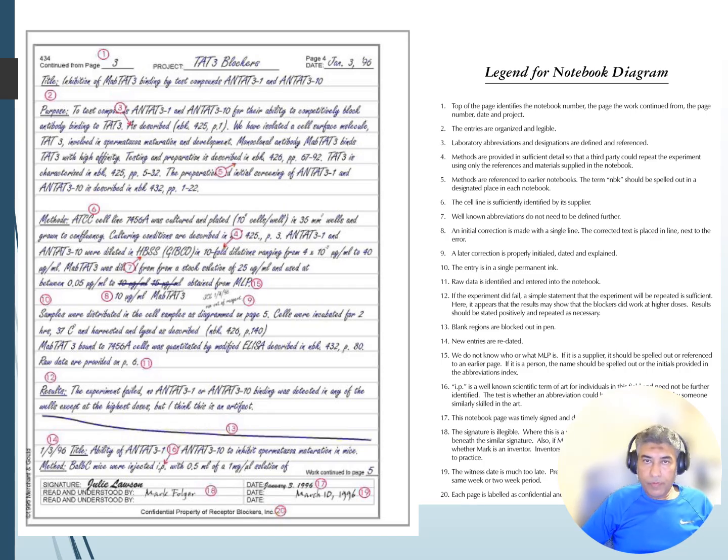So the legend of the diagram has the following 20 points. I'm not going to read all of those points, but we can clearly see from number 1 that we have continued from page 3, page number, project title, page 4, and this is June 3rd, the date here. Title, number 3 describes that laboratory abbreviations and designations are defined and referred to, and so on. By the end, point 20, each page is labeled and confidential.